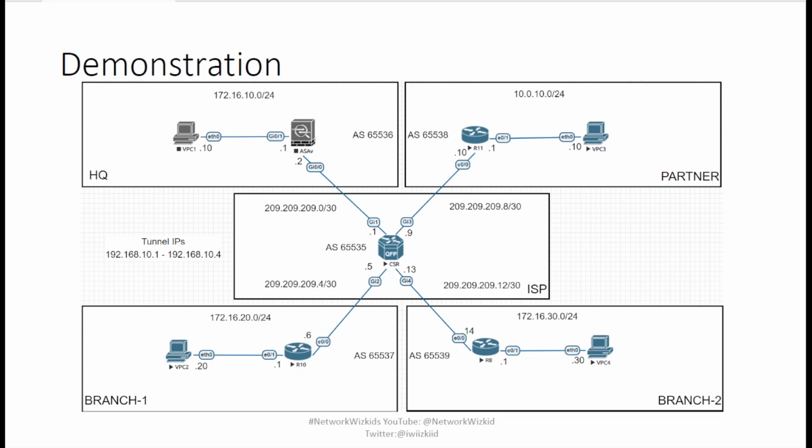So this is a topology that we're going to be looking at today. Just to cover it quickly, on the top right hand side, we have a partner site. In the middle there, we've got our fictitious ISP, if you like. And then on the bottom left hand side, we've got branch 1. Branch 1 is now going to act as our hub, so router 10 or R10 is going to act as our hub device. And then we've got branch 2, which is going to be a spoke on router 8 or R8, as well as R11, which will also be a spoke.